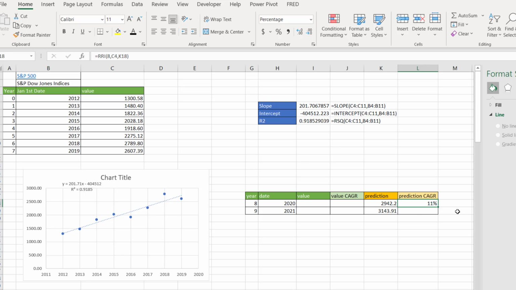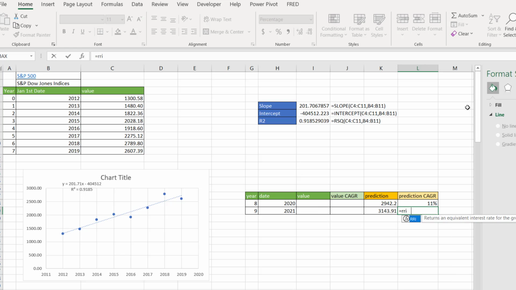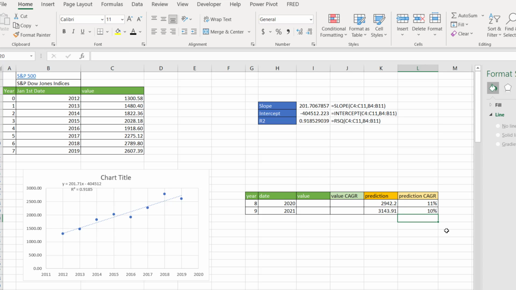And that's not bad, considering the investments in savings or checkings and money market funds you get these days, right? So if we look at 2021, let's type equals RRI, number of periods, that's 9, comma, present value is here, comma, future value is this predicted amount, and that gives us 10%. A little lower, but still not bad, 10%.